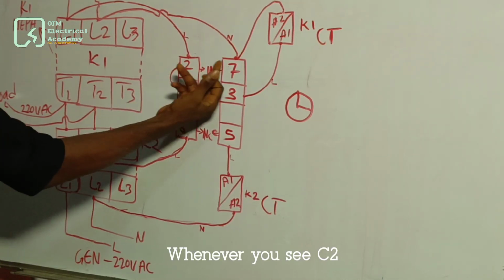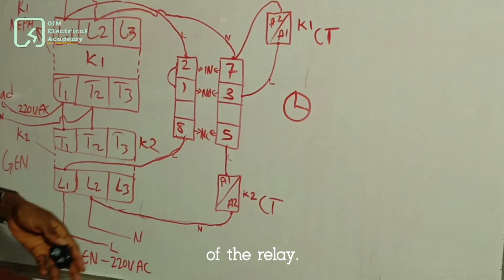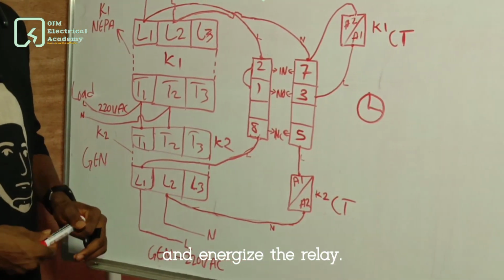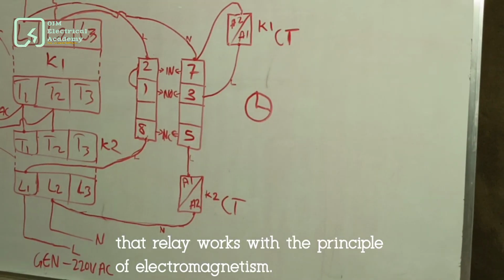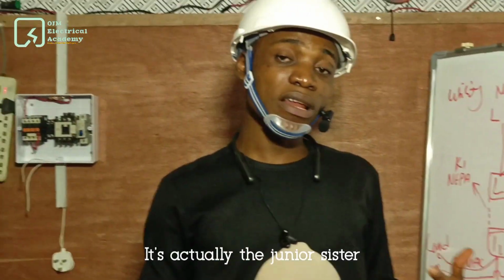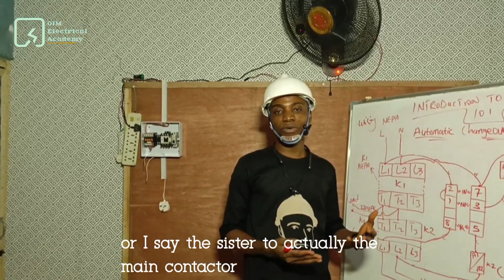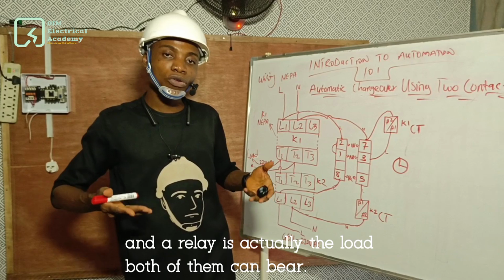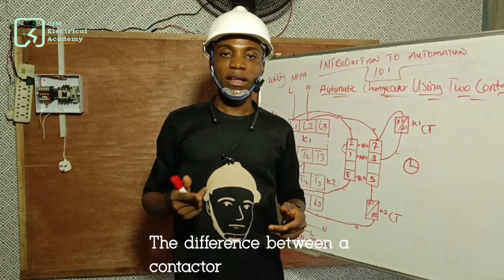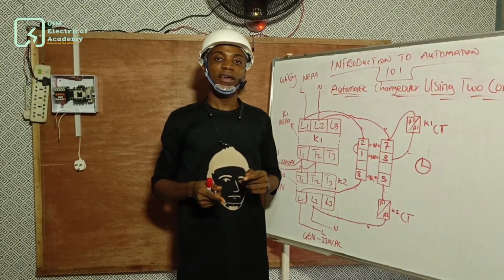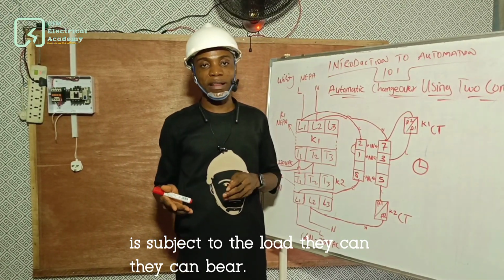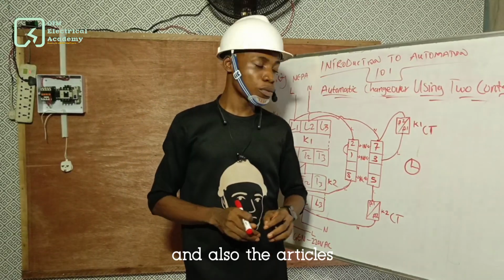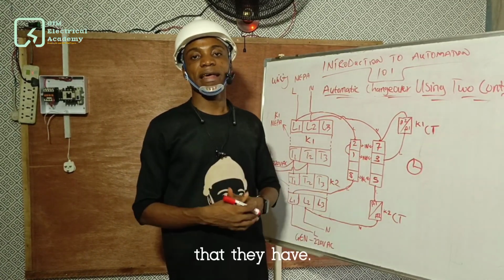Then whenever you see 2 and 7, it is the input of the relay. So when power comes into 2 and 7, it energizes the relay. Let us also know that a relay works with the principle of electromagnetism. It's actually the junior sister to the main contactor. But the difference between a contactor and a relay is the load they can bear, and also the outputs that they have.